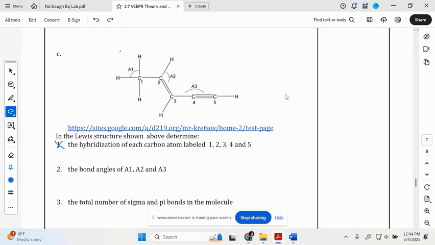All right. Now they want us to come down here. We're going to count the total sigma in this whole thing. So how many sigma here? 2, 3, 4, 5, 6, 7, 8, 9, 10. So I've got 10 sigma. And how many pi do I have? 1, 2, 3. Got 3 pi's.